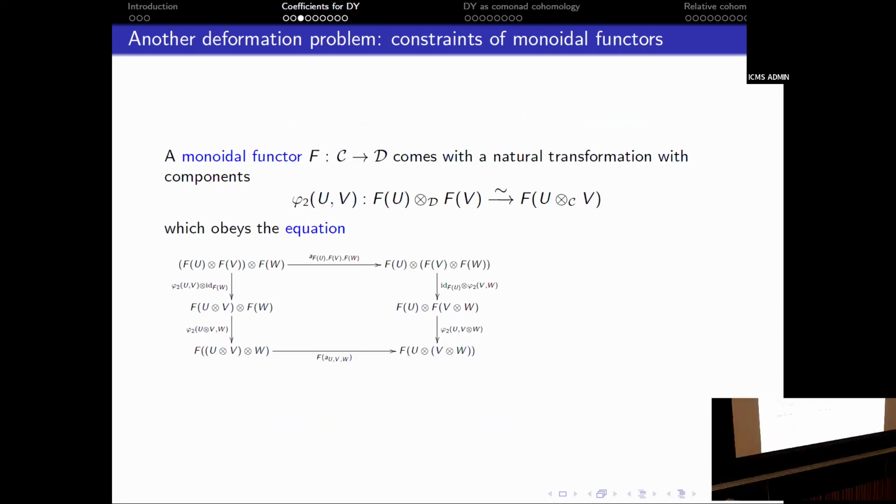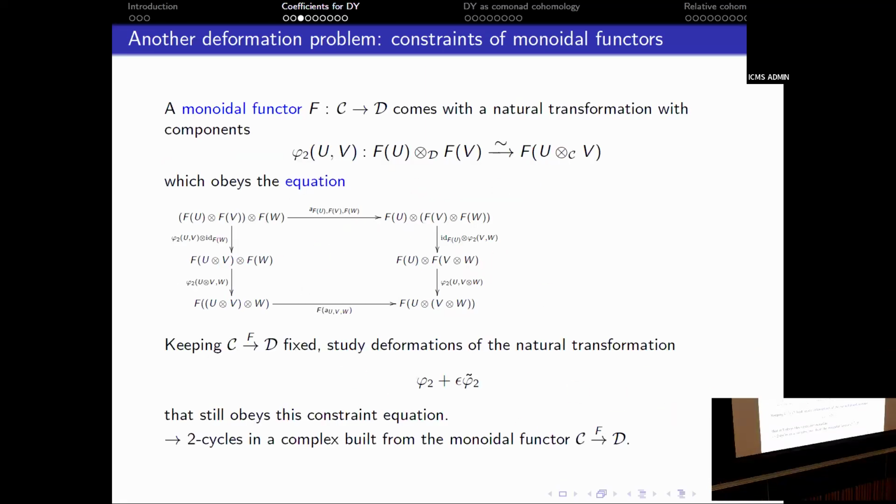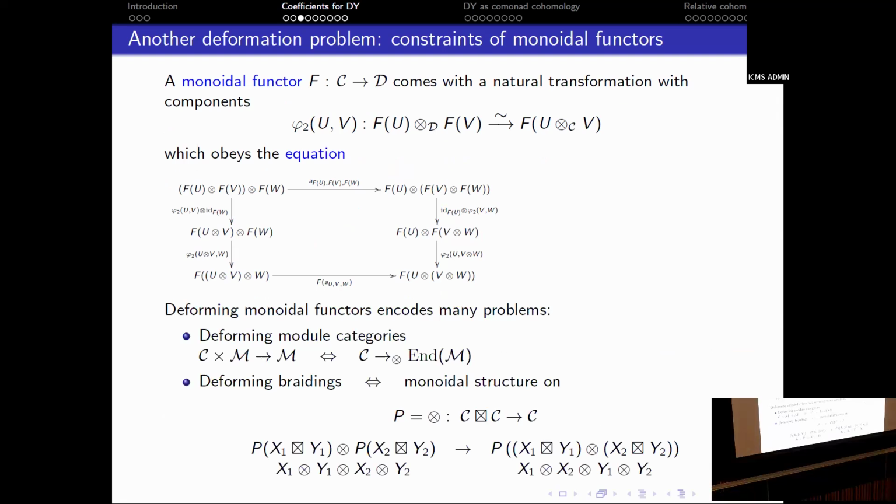So, okay. Another thing you could deform is a monoidal functor. Well, a monoidal functor comes with additional data. These are the monoidal constraints. Actually, I will tacitly go from monoidal functors to lax and oplax monoidal functors at a given moment, but this is not the big point of the talk. It also obeys a nonlinear equation, and it is reasonable to study deformations of these constraints, and they will be 2-cocycles in a complex built for a monoidal functor. That's Davydov-Yetter cohomology.